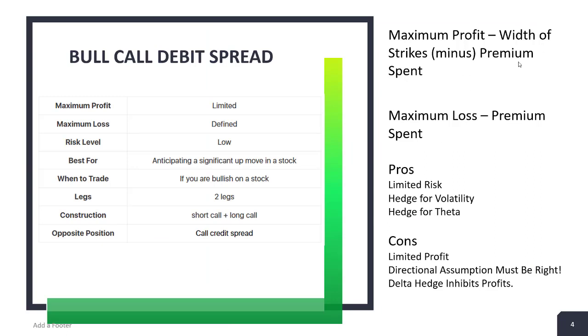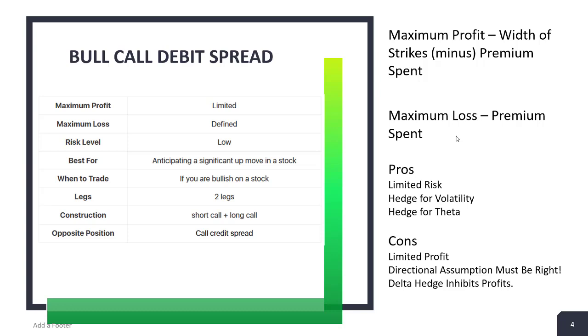Okay. So your setup in here, your maximum profit, you just take the width of the strikes minus the premium, what you paid, your debit on the trade, and that determines your maximum profit. Maximum loss on the trade is the premium that you spend. It's just kind of like the long call. If you buy a $4 long call, your max risk is $400. If you buy a call debit spread with a $4 premium, your max risk is $4.